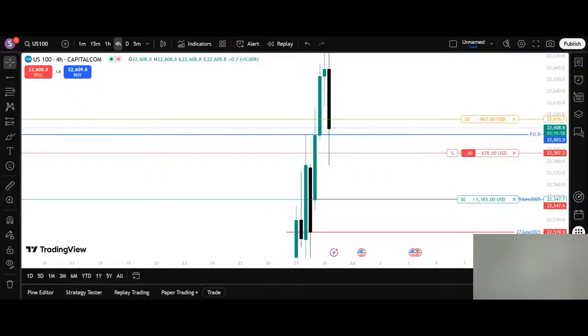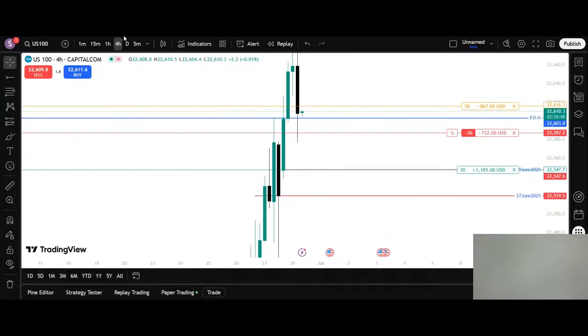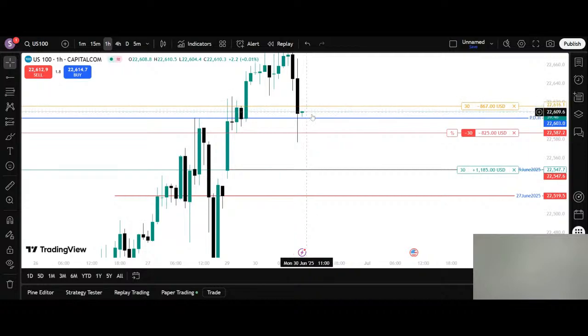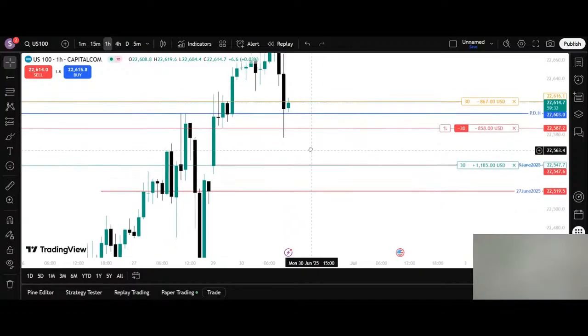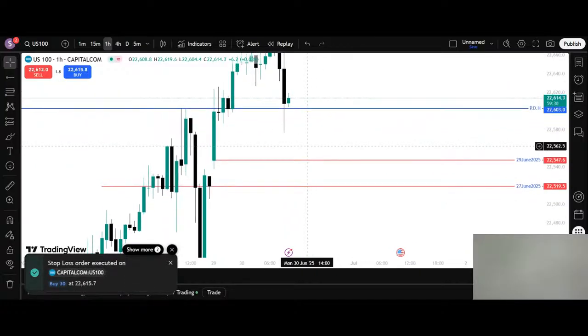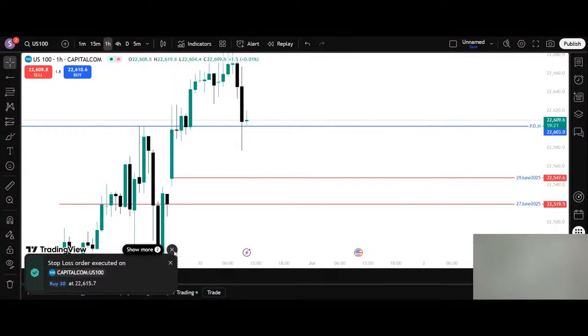Well, you will at least survive the opening. But let's see. The 4 hour candle looks bearish, but it's a very high time frame. Let's look at the 1 hour. The 1 hour has also closed bearish, and our SL has been hit. Why hasn't it been tripped? It has been tripped now. So this will be it.